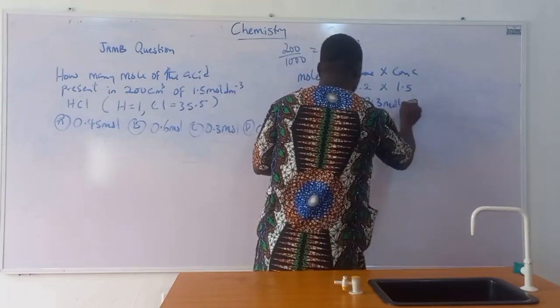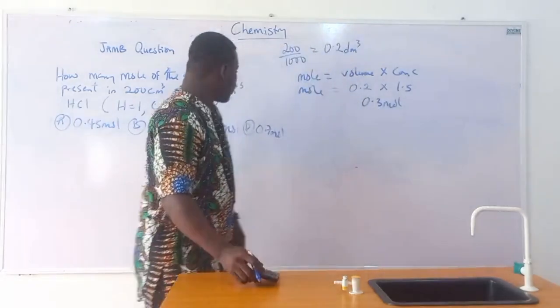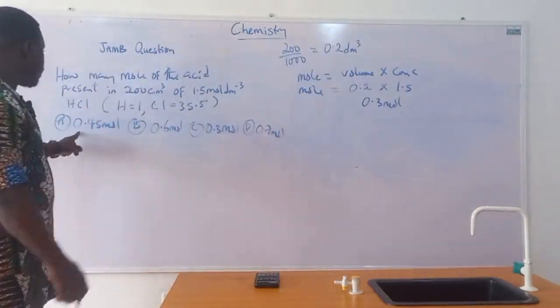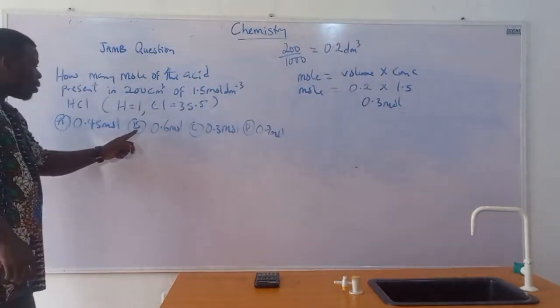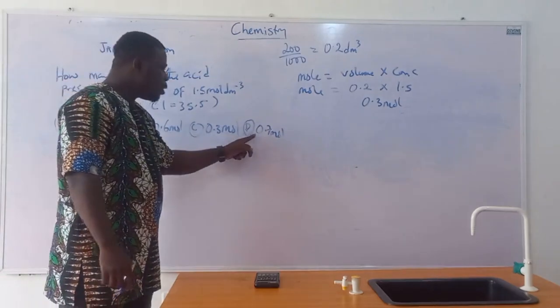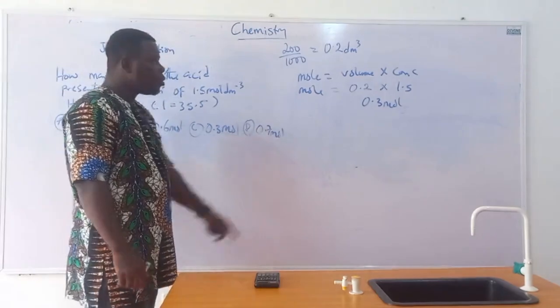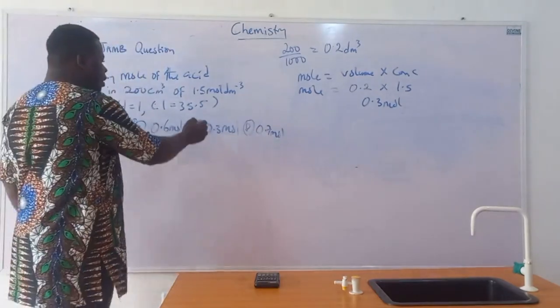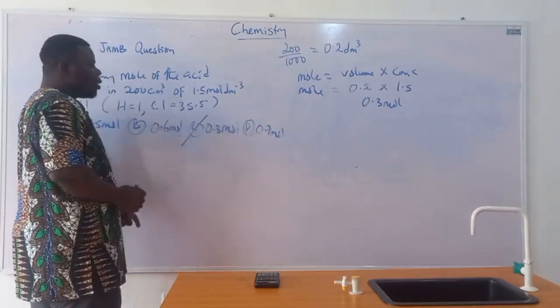So this answer is 0.3 mole. And we are given options. So the first option says 0.45 mole, 0.6 mole, 0.3 mole. D is 0.7 mole. So of course we just solve. The answer is 0.3 mole.